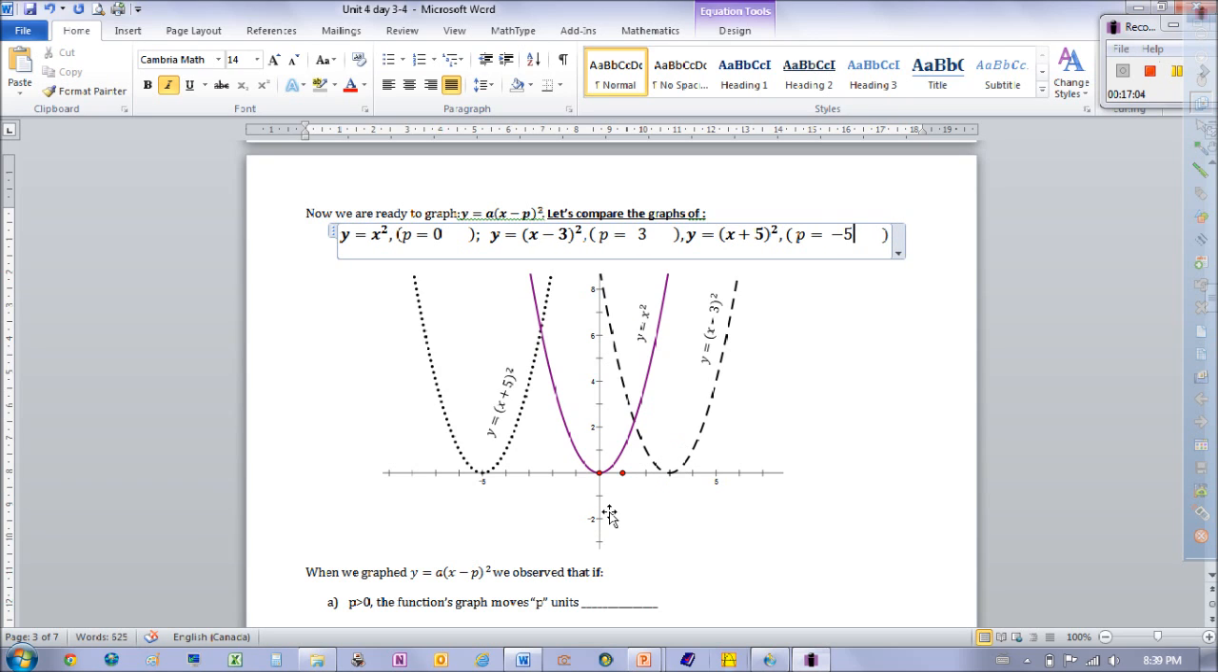So now let's take a look at our 3 functions. The purple line is my baseline. The dashed line is y equals x minus 3. Now, when p equals 3, my vertex moves to the right 3 units. And for the third one, when p was negative 5, the vertex moves to the left, into the negative side of the x-axis, 5 units.